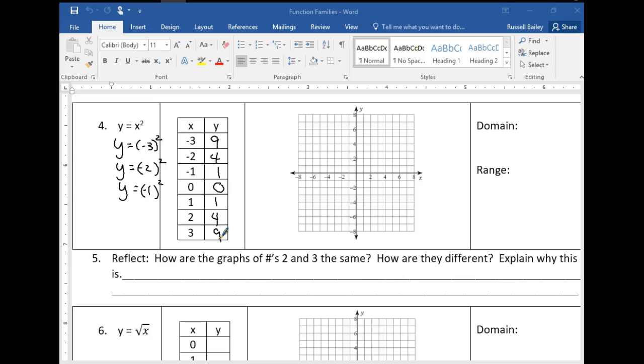Okay? Now we're going to graph it. Each one of these is a point, like (-3, 9), right? So we're going to graph that. Am I going too fast? Okay. So I'm going to go left 3, up 9. I'm going to put a dot. The next one, what's my next point? (-2, 4), good. So I'm going to go left 2, up 4.